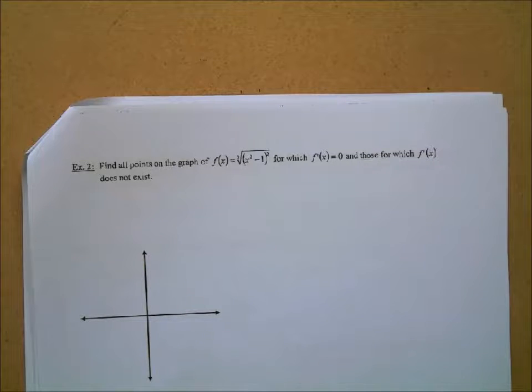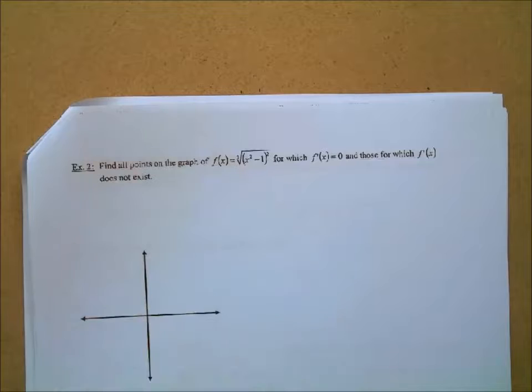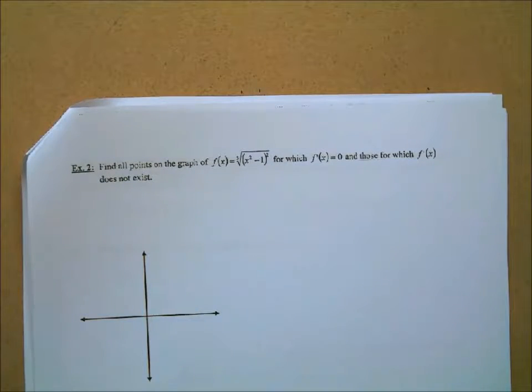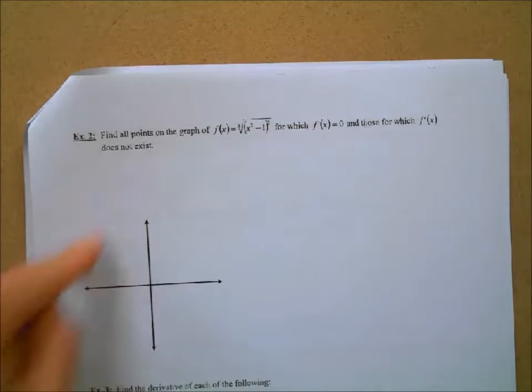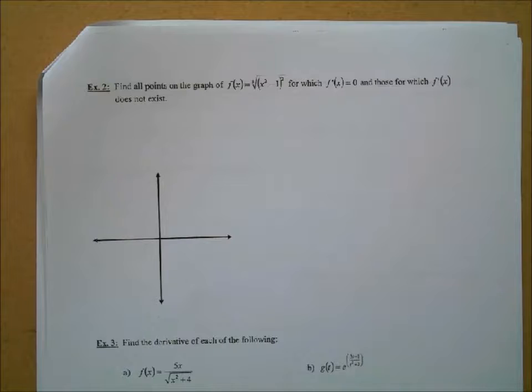The next example here, we're asked to find all points in the graph of f of x equal to that, for which f prime of x is equal to 0, and those for which f prime of x does not exist. You'll notice here we have a place to sketch, so let's get our graphing calculators out and put a little sketch down of what that graph is going to look like. I don't expect you to graph this by hand, but I do expect you to be able to analyze it. So go ahead, get a sketch down real quick. I'll give you like 30 seconds or something like that.